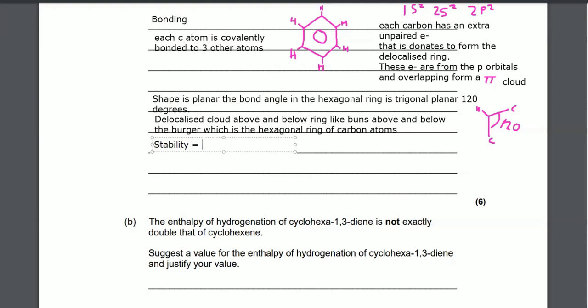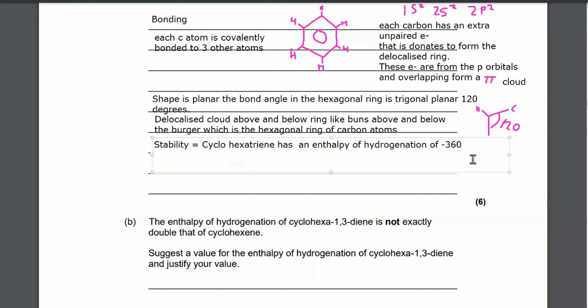Now, the next 2 marks are for talking about the stability of benzene compared to the cyclohexatriene, whatever the numbers were. I can't be bothered to go back up and look, but the cyclohexatriene had 3 double bond positions, 1, 3, 5, whatever it was. So the cyclohexatriene is shown to be less stable than the benzene ring.